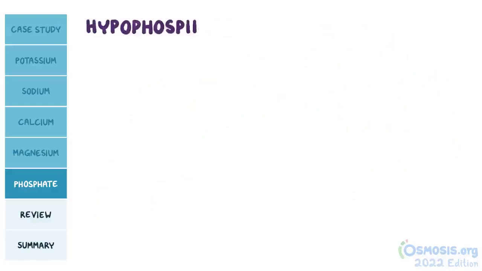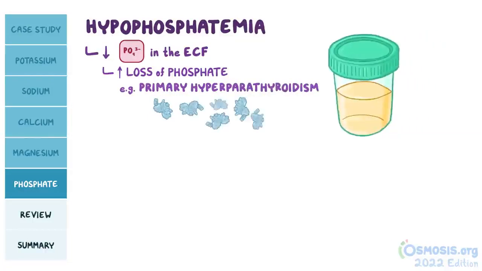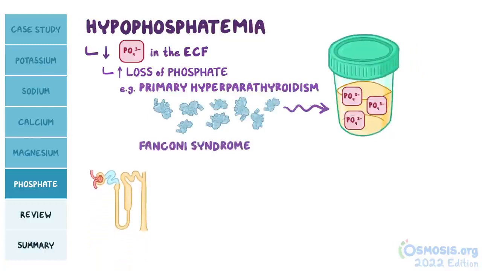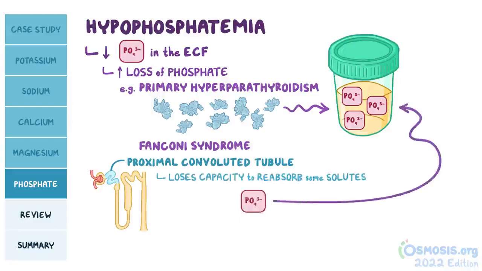Now, with hypophosphatemia, there's too little phosphate in the ECF. This can arise from excessive loss of phosphate, such as in conditions like primary hyperparathyroidism, where there's too much parathyroid hormone leading to more phosphate being excreted in the urine. Another example of this kind of condition is Fanconi syndrome, which is where the proximal convoluted tubule essentially loses its capacity to reabsorb a variety of solutes, including phosphate, which once again means that it's excreted in the urine.